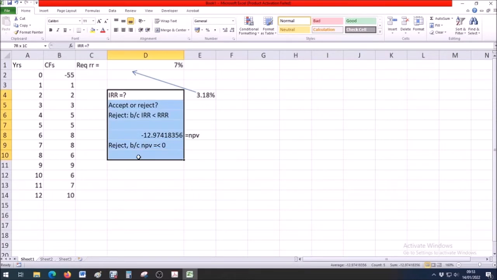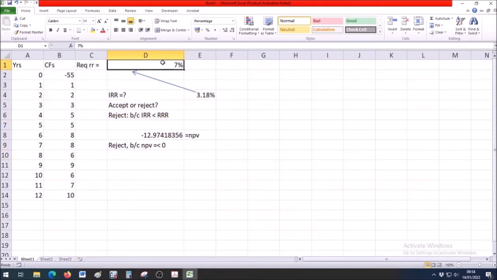Okay, so what's the connection between them two? Well, if I decrease this interest rate, NPV is going to improve. And at one point, NPV will turn positive, allowing me to accept the project. Same with internal rate of return. If I reduce the required rate of return, at one point it will become lower than the internal rate of return, allowing me to accept the project.